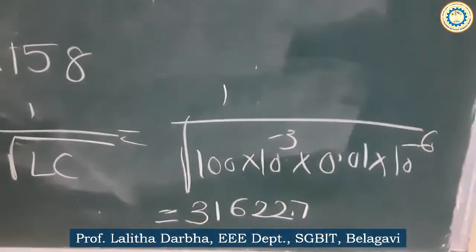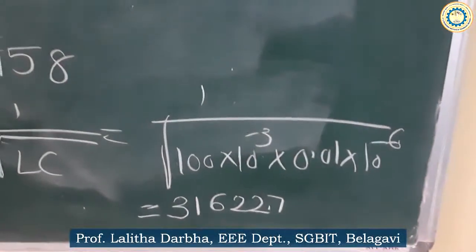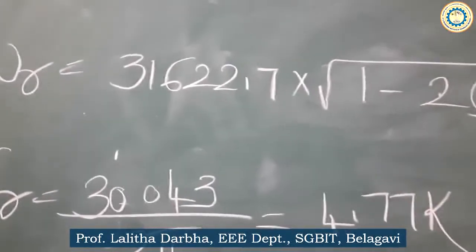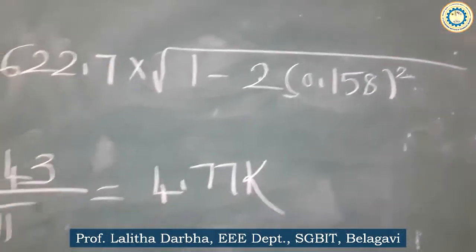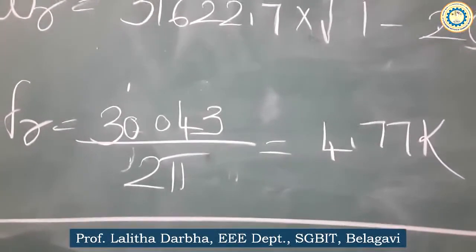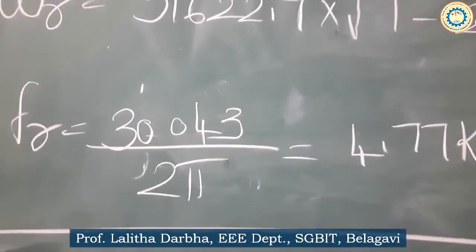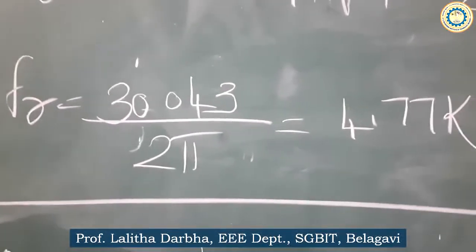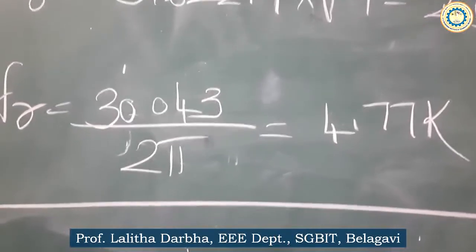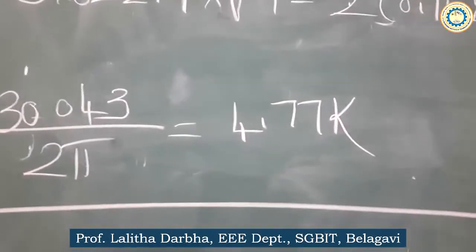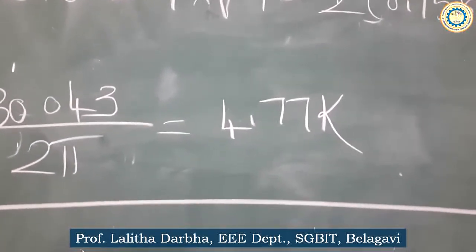Omega n, the undamped natural frequency, is given by 1 by root LC. So we have substituted and we have got it to be 31,622.7 radian per second. Now omega R is omega n root of 1 minus 2 zeta square. Substituting that, we are getting 30,043 as the resonant frequency, and to get FR, we divide omega R by 2 pi. So we get 4.77K, which is tallying with our hardware result done just now.